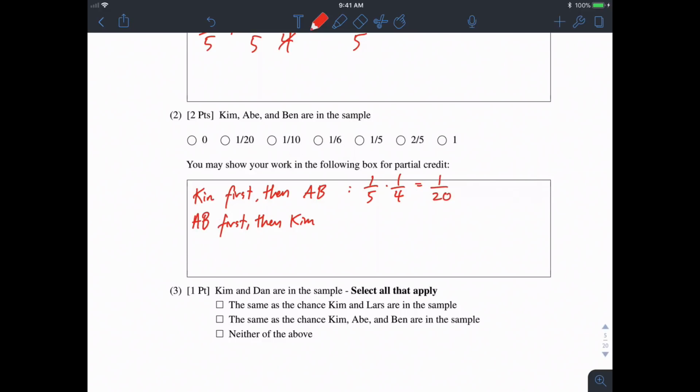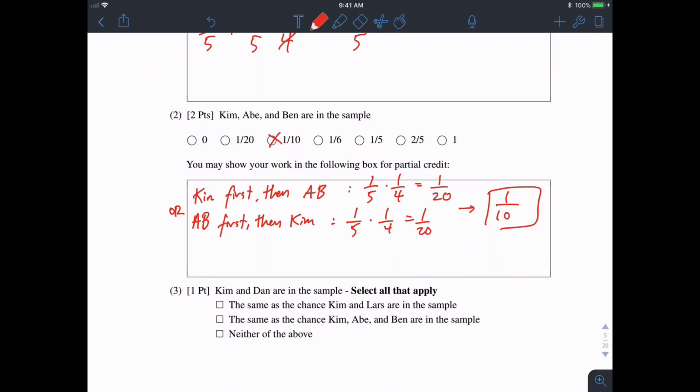The probability that we choose Abe and Ben's house first is 1/5. And then Kim's is 1/4. So that's 1 over 20. So the total probability is 1/10, because it's either the first case or the second, so we add those two things. So we have 1 over 10.